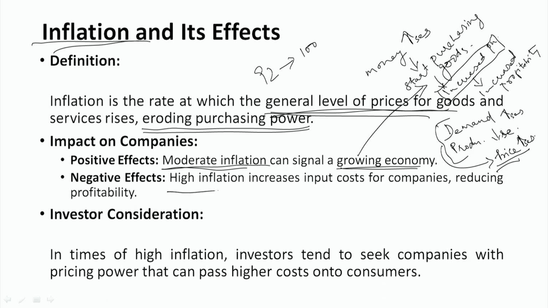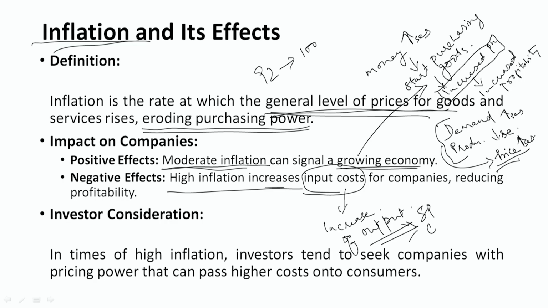So it means to say that the negative effect is that a high inflation rate will tend to increase the input cost, and this will in turn increase the price of output. And when the price of output increases and you cannot increase the selling price, you keep the selling price constant, what will happen? There is a decrease in profitability. So this is something which you should understand, and that is considered to be a negative impact.